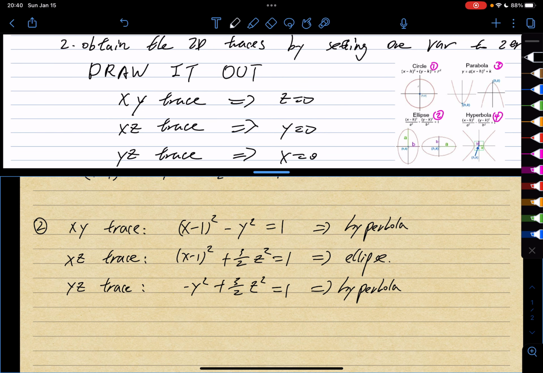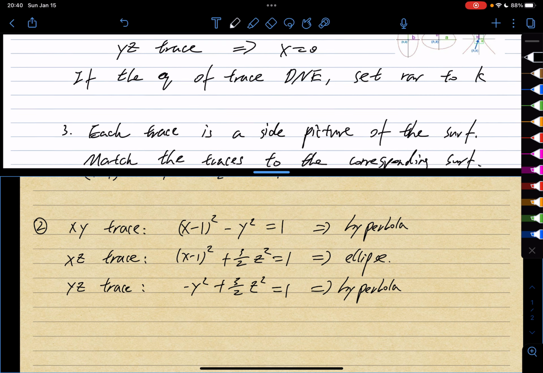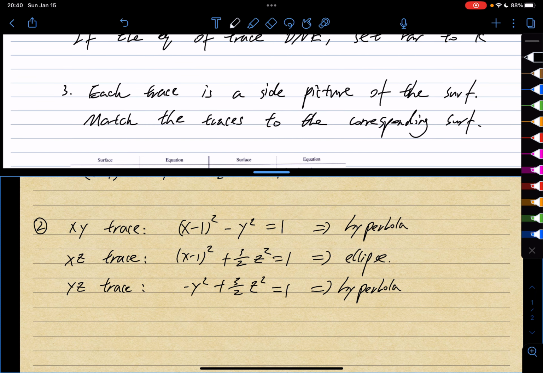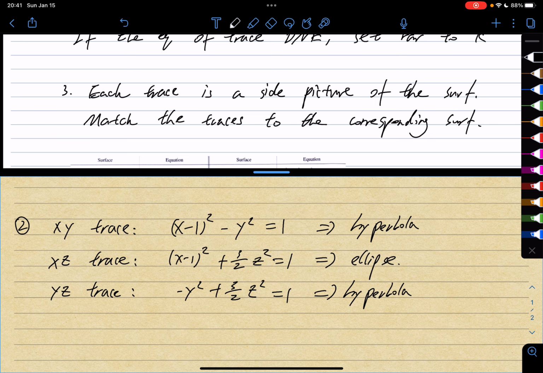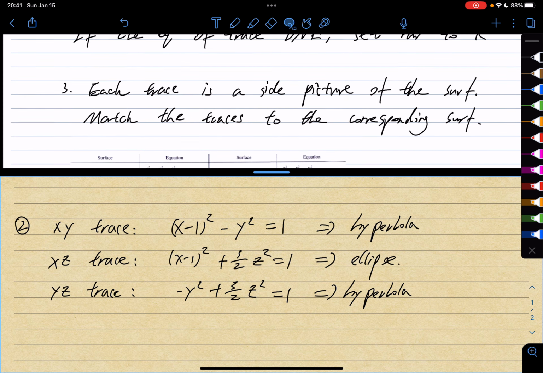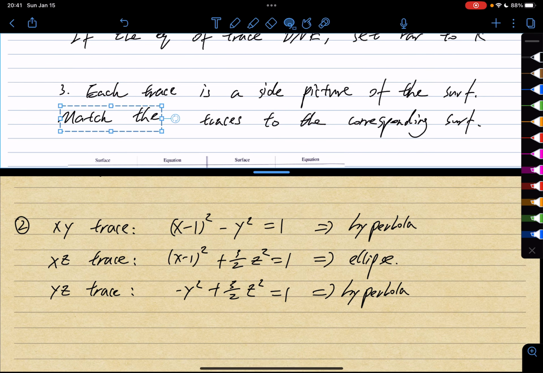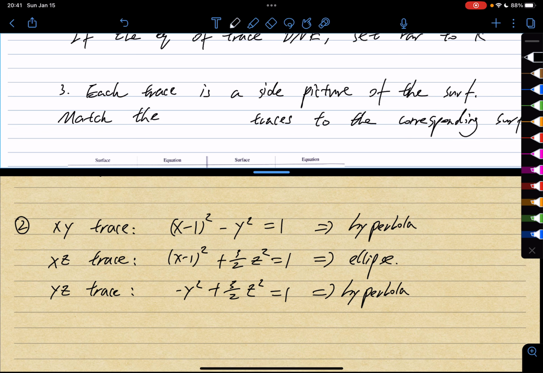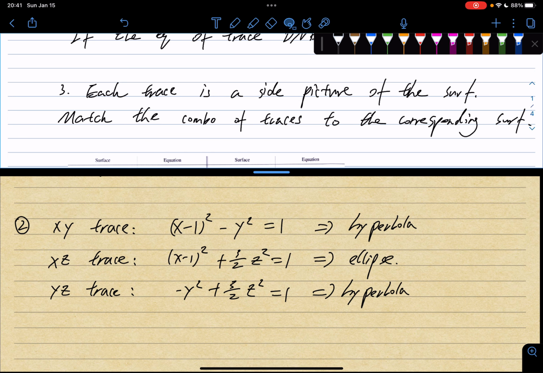So that's step 2. We need to figure out the shape of the 2D traces. And then step 3: the reason why we are finding the shapes of the traces is because each trace is a side profile of the surface. So we will match the traces to the corresponding surface. What I mean is actually the combination of traces. Match the combo of traces to the corresponding quadric surfaces.